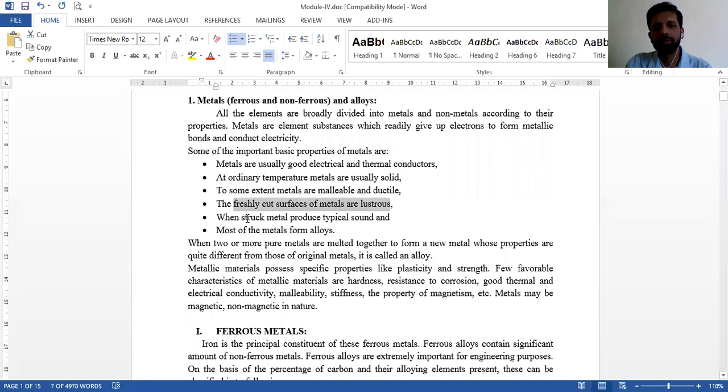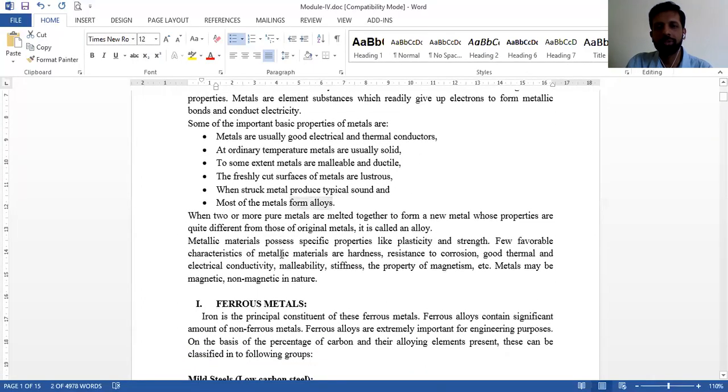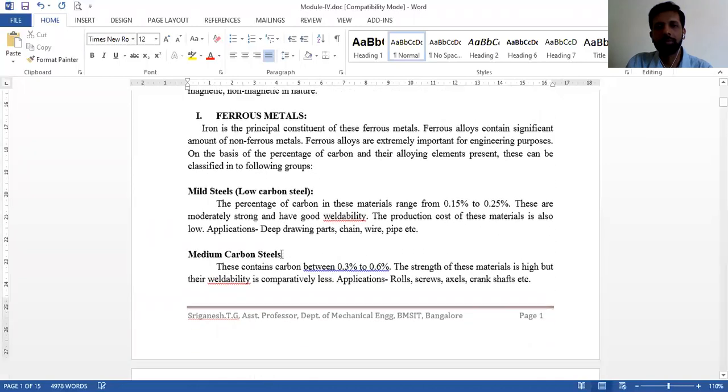In other forms, they produce a typical metallic sound. Most of the materials we will see in the form of alloys in the later case. So let us see about the ferrous materials.